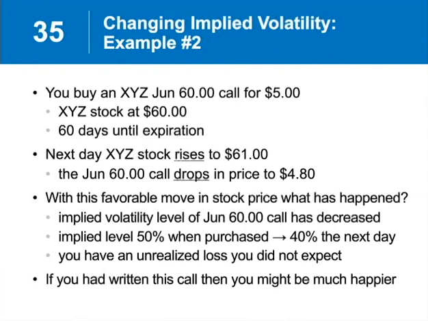Example number two, we buy an XYZ June 60 call for $5. Stock's at $60. Again, 60 days to expiration. Next day, the stock goes to 61. Good thing. We're long calls. The call goes from 5 to 4.80. What happened?